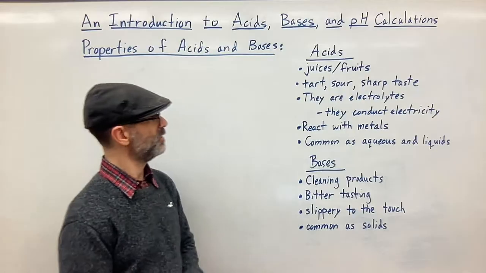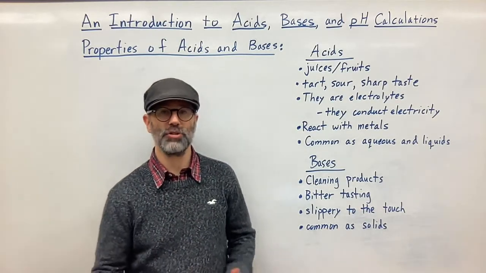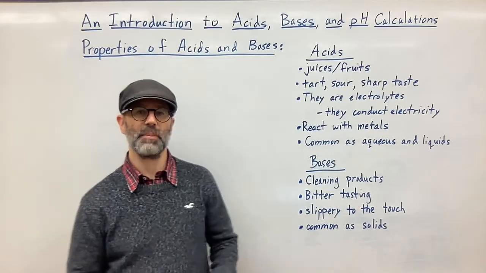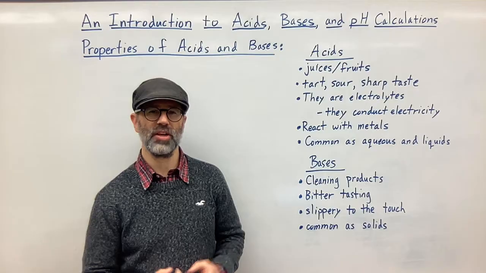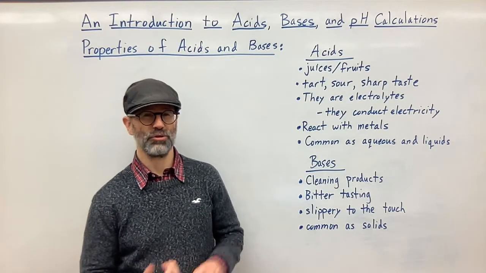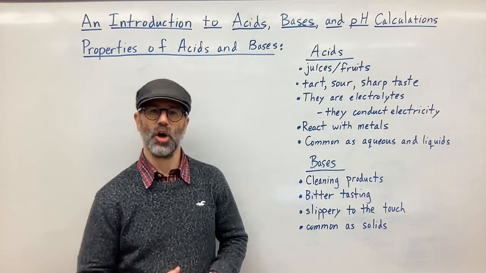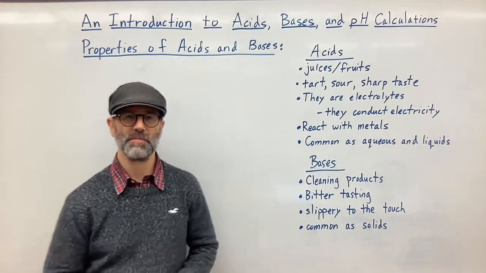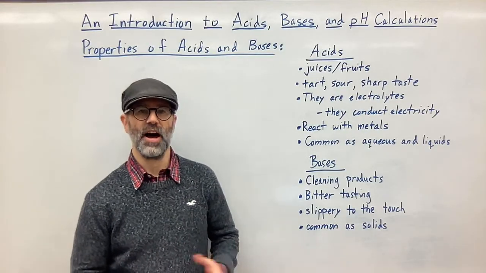So first, acids. Acids are usually found in fruits and juices. They commonly have a tart or sour or sharp taste. So if you've ever had fruit juices, you'll know that taste. Lemon juice, kind of sour. That's because there's acid in there. Also, in your carbonated drinks, there's acid.